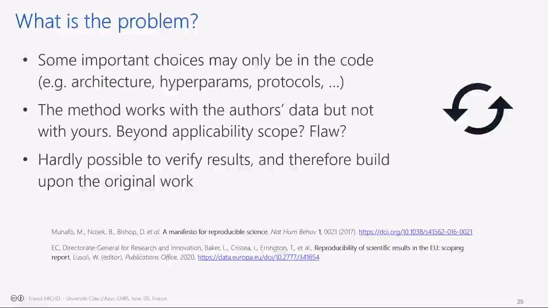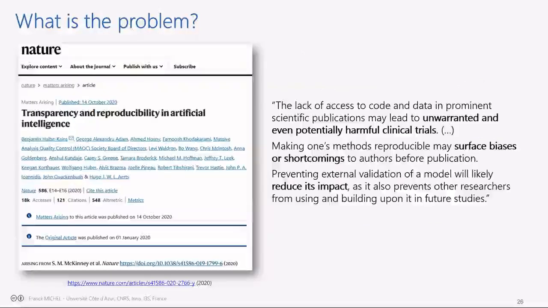And there is quite some literature on this problem. Here I will point to a few articles. This one is from Nature. It has quite strong statements. First one, it says the lack of access to code and data in prominent scientific publications may lead to unwarranted and even potentially harmful clinical trials. So here they do not only say that it's impossible to reproduce work, they also suggest that it might have critical consequences.